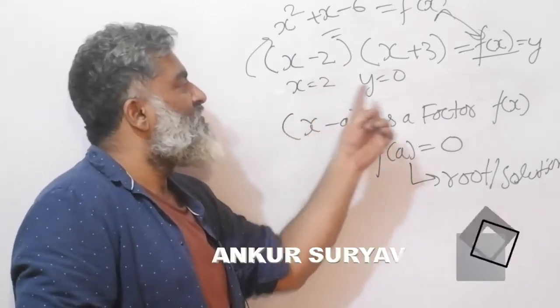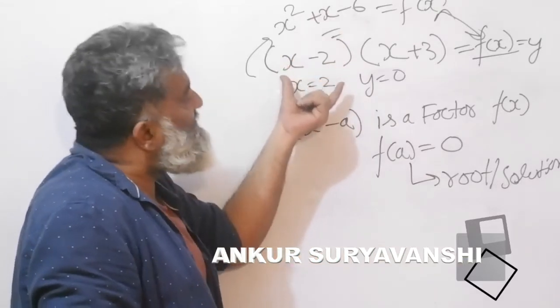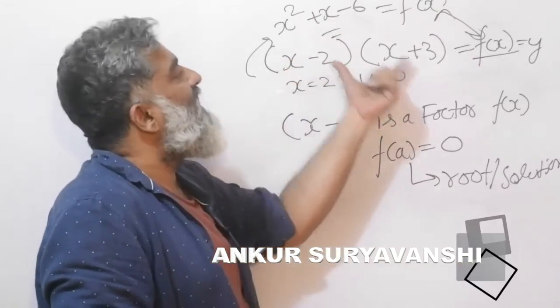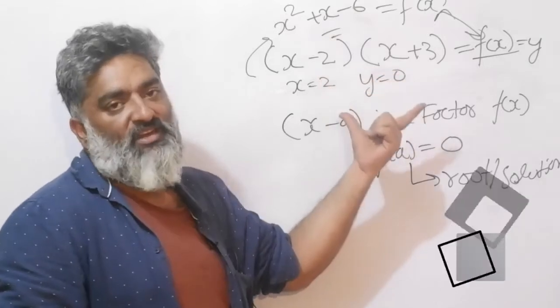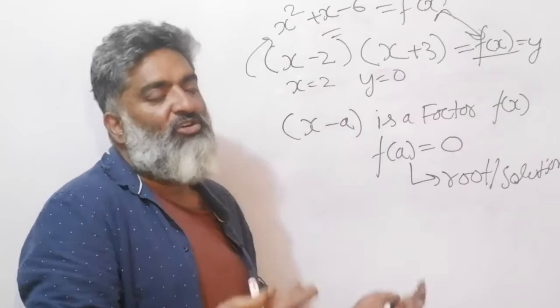If this is 2, this is 0, and I already saw that this expression is nothing but this, and I see yes, x minus 2 is a factor of this expression, the whole expression, right? So connect the idea from both sides, learn it the formal way.